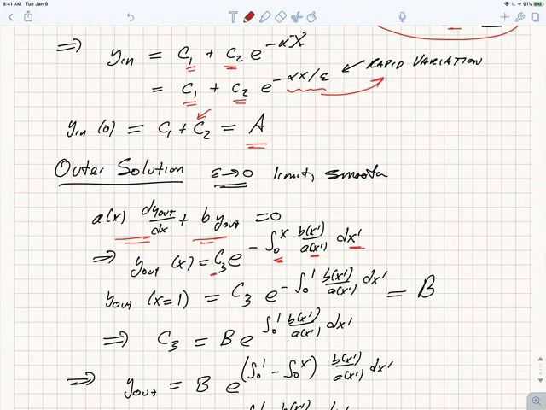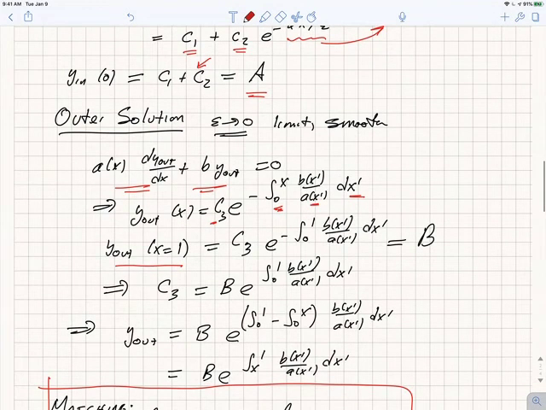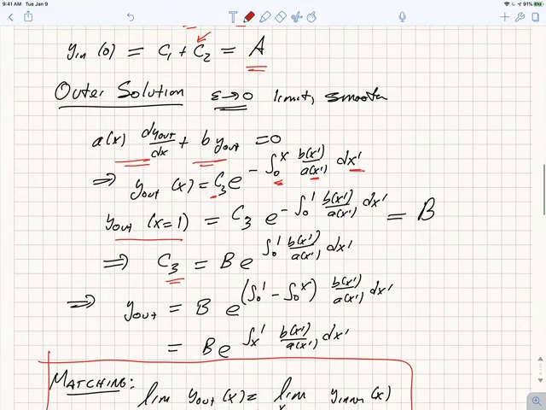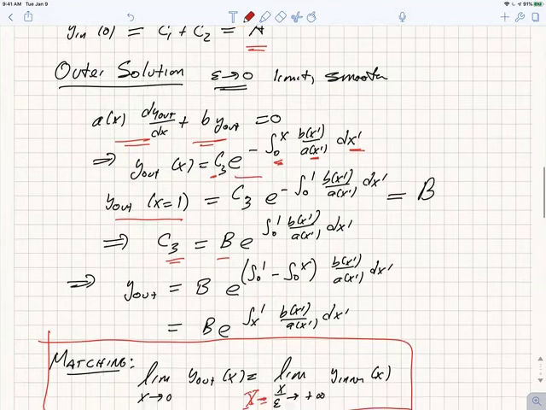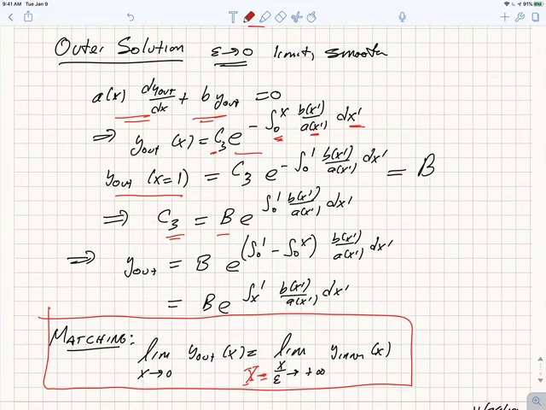I can redefine it from 0 to something else by redefining what I mean by this coefficient C. Now, we have a boundary condition in the outer region that y outer at x equals 1 has to equal B, so that tells us what this coefficient C3 is. C3 is B e to the integral from 0 to 1 of b of x prime over a of x prime dx prime. So y outer, if I multiply C3, which is this, times the solution, y outer is B times e to the integral from 0 to 1 minus the integral from 0 to x of b over a integrated with respect to x prime.